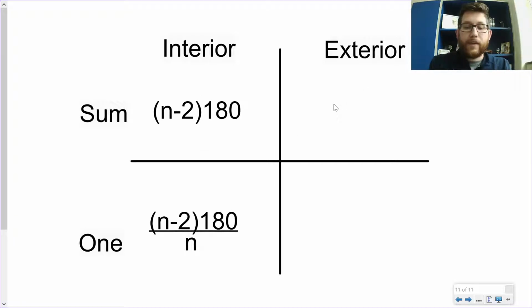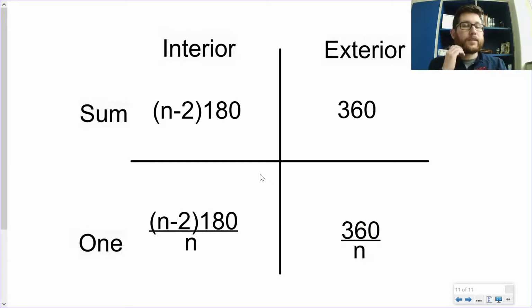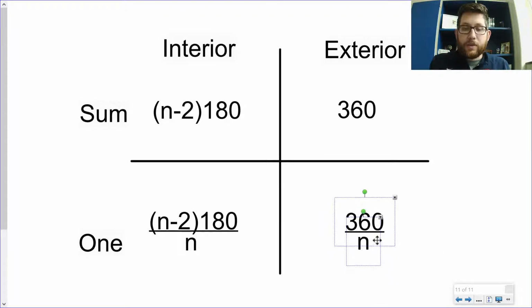Now, what's the sum of the exterior? Well, it's 360. And then for one exterior angle, it's 360, and once again, underline it and put it over n. All right, so notice these are the 4 formulas you need for your polygons. And please do notice the similarities between the formulas. It will help you remember them. If you can remember the top 2, for the bottom 2 you just divide by n.